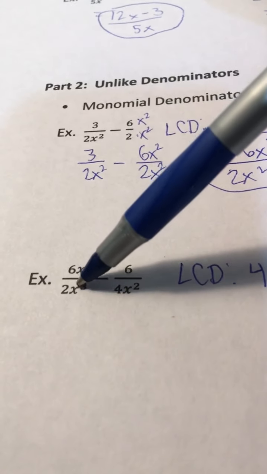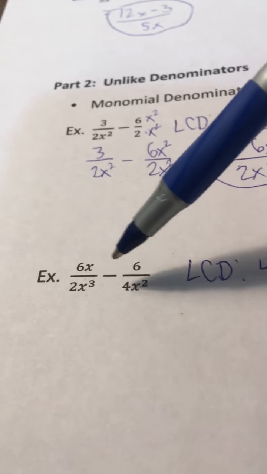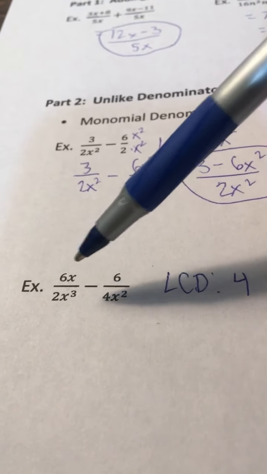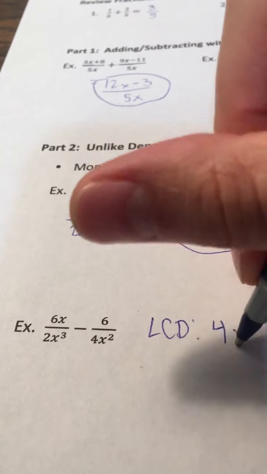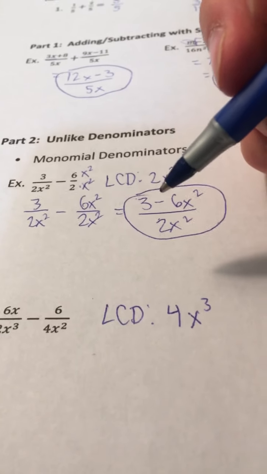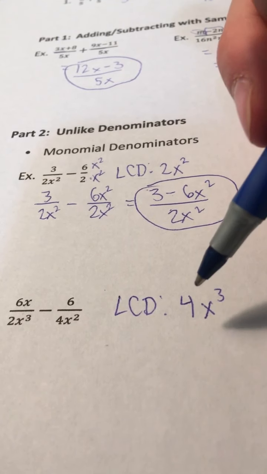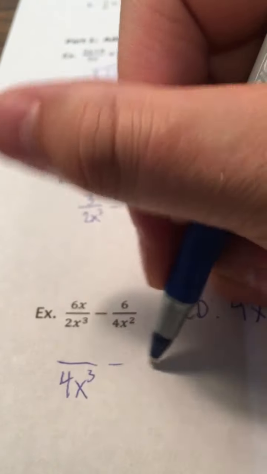Now, this one has 3 x's. This one has 2. All right, anything that shows up in the problem has to be in your LCD. So that means my LCD is going to be 4x to the third. Basically, it's going to be whatever the biggest exponent is for these monomial problems. All right, 4x to the third. So I need to change both of these fractions into something over 4x to the third.